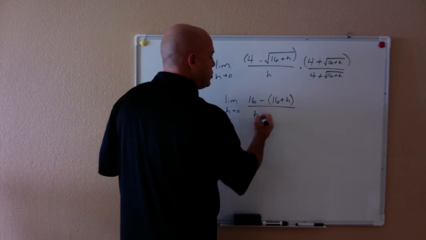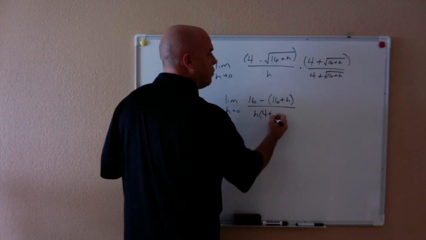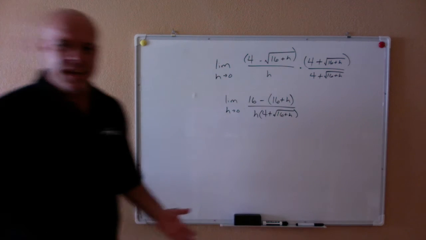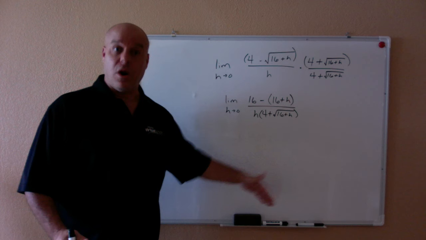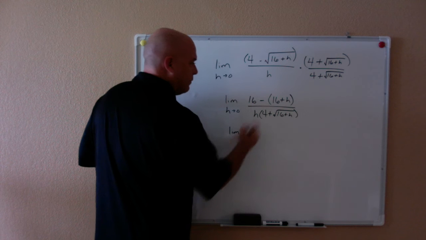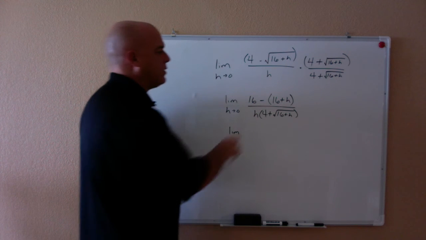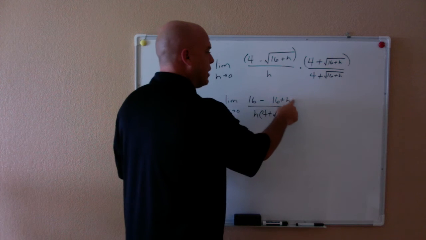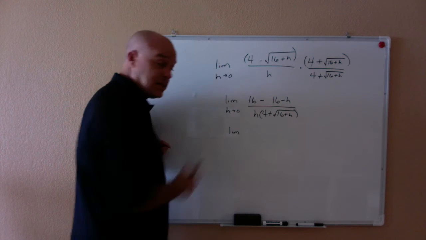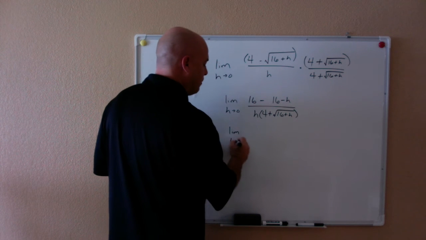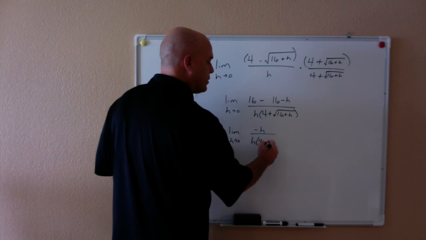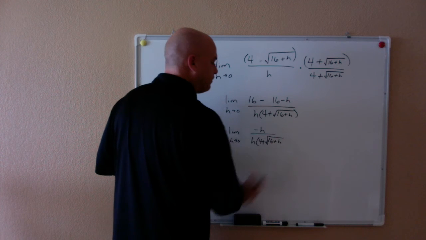And divided by h times, now on the bottom there's not a whole lot I can do here. I'm going to do 4 plus the square root of 16 plus h. And I can distribute the h if I want to. I don't really want to here, because that's actually the problem area, the thing that I'm wanting to get rid of here. So I'm going to take my next step, and rather than rewrite this whole thing, I'm going to distribute that negative, which is going to make the 16 minus 16 minus h. And now the 16s will subtract each other out, leaving me in the numerator with negative h over h times 4 plus the square root of 16 plus h.